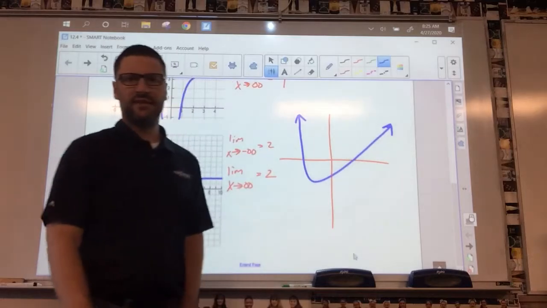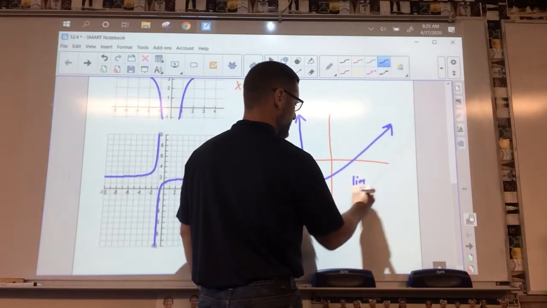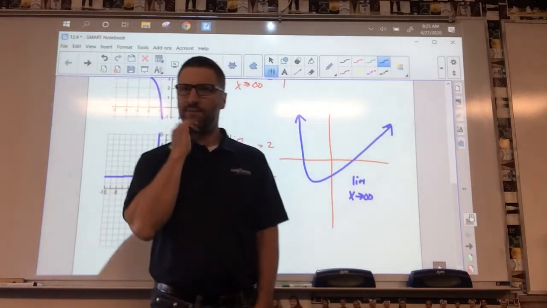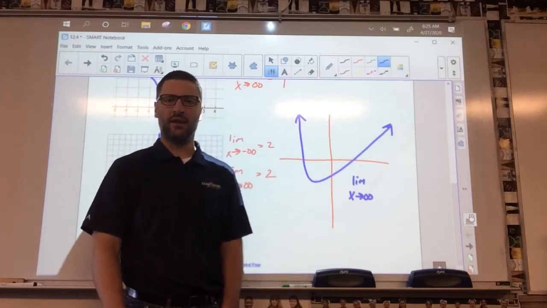Okay? Maybe that's the graph. And we wanted to talk about the limits. So I take the limit as x goes to positive infinity there. Well, there's no asymptote on this graph. It doesn't really approach anything.